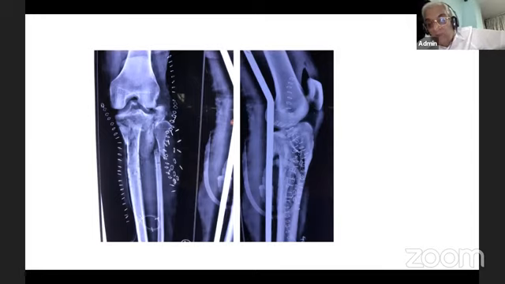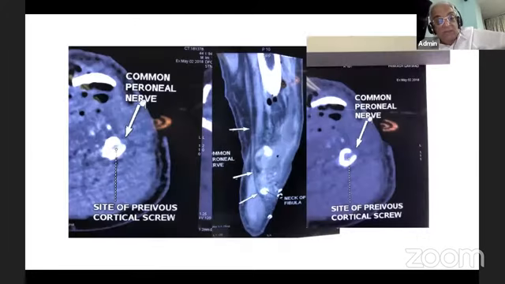I washed it out, cleaned it out, did the culture. Fortunately, the cultures were negative. Two cultures were done, and they were all negative. All the infection markers were negative. This is the post-operative X-ray, and this is the post-operative CT. The CT shows the common peroneal nerve here, which has been pressed. This is the site of the previous cortical screw. This is where it has been pressed.